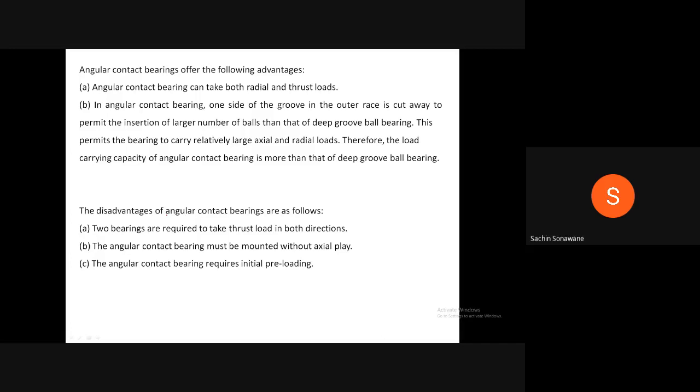The disadvantages of angular contact bearings are as follows. First, two bearings are required to take thrust load in both directions. Second, the angular contact bearing must be mounted without axial play.